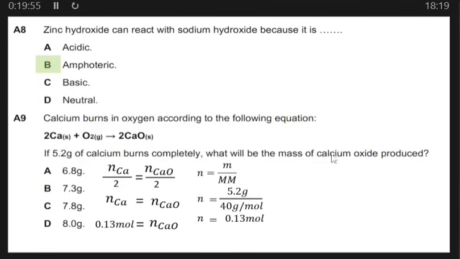All right. So now we will use this number of moles to calculate the mass of calcium oxide produced. What will be the mass of calcium oxide produced? We use the same formula here. Now we'll make M, which is mass, the subject of the formula.